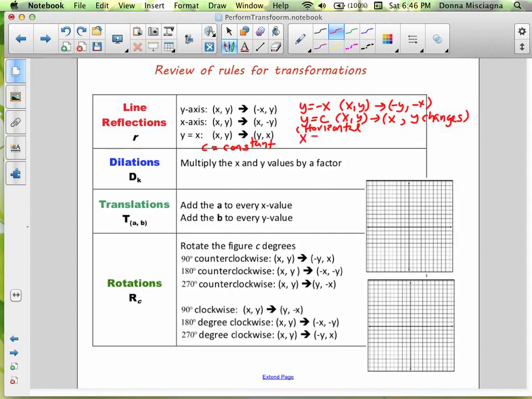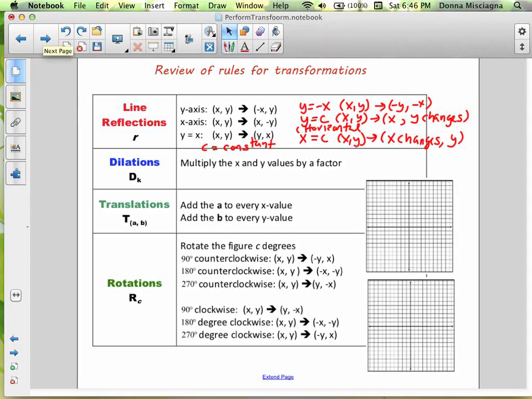And then we have x = c. And then (x, y) maps to... this time x changes, but not y. y will stay exactly the same. So those are all of our reflections. Dilations is in here because that's what we'll be going to next quarter. So it's not right at the beginning, but it's helpful to have dilations in here.